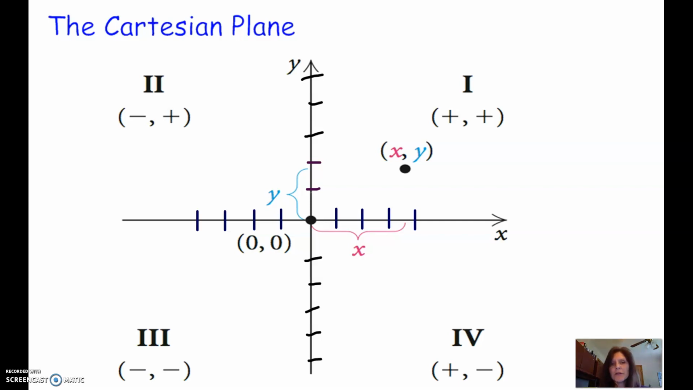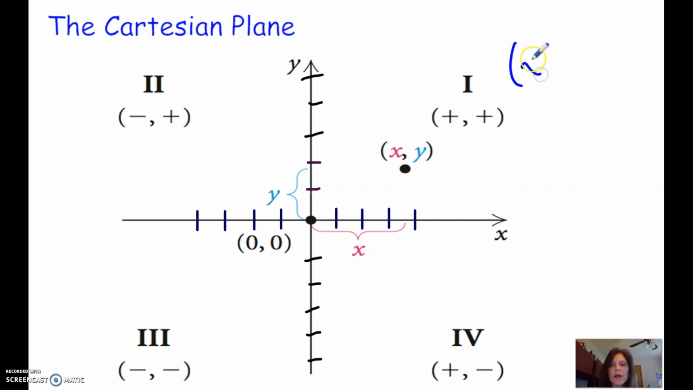A quick review of graphing in a two-dimensional space. We use what we call the Cartesian plane or the XY axis system to decide where points are. These are always ordered pairs, and the order is important. It's XY. So I give you an ordered pair. It's always going to be an XY ordered pair.